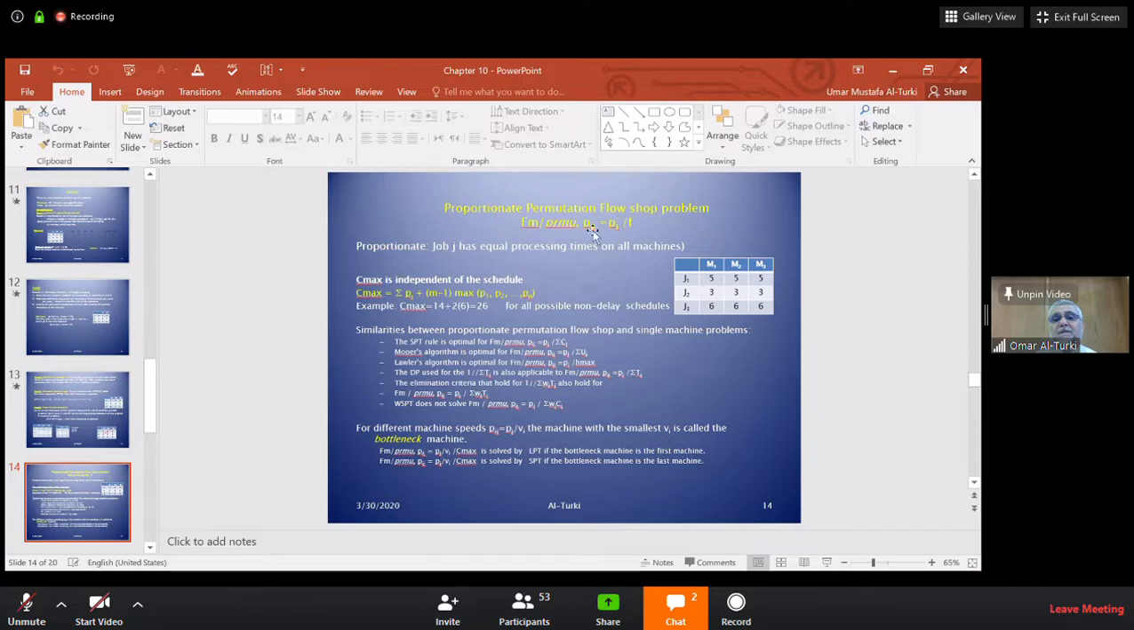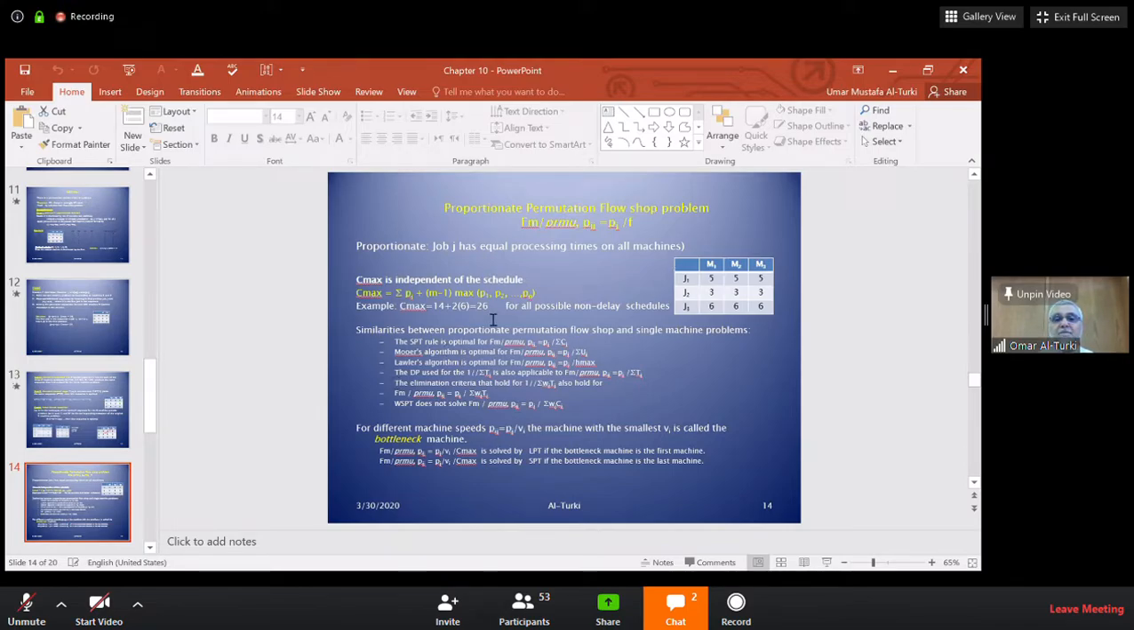Now, this is a special case in which the processing times are all the same. For each job, you have the same processing time on all machines, like this example here. Job 1 has a processing time of 5 on all machines, job 3 has a processing time of 3 on all machines, and so on. So this satisfies the case we are talking about here. This is a special case of the permutation flow shop problem. Why are we choosing this special case? Because it has similarity with a single machine case.